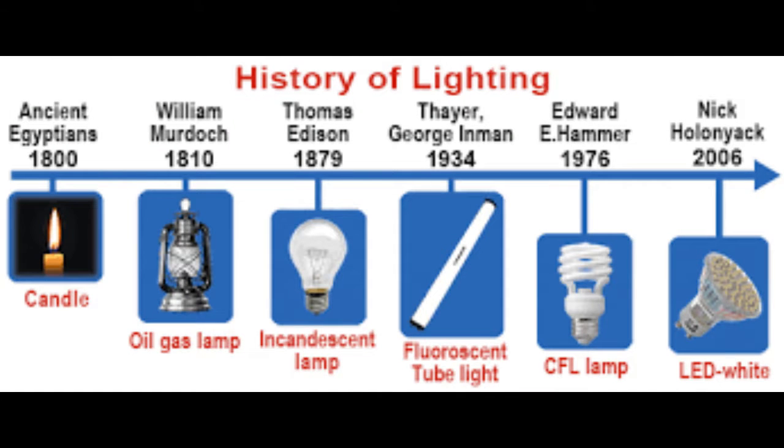Here we have a timeline of the history of lighting that shows the ancient Egyptians all the way up until 2006 with the LED lights. This diagram shows the evolution from candles to oil gas lamps to incandescents, fluorescents, CFLs, and LEDs. LEDs are mainly used for cars, flashlights, things like that.